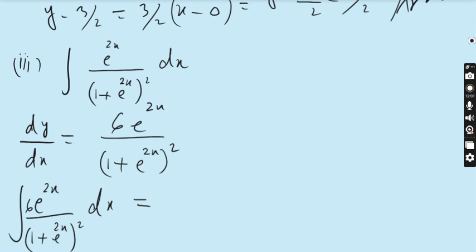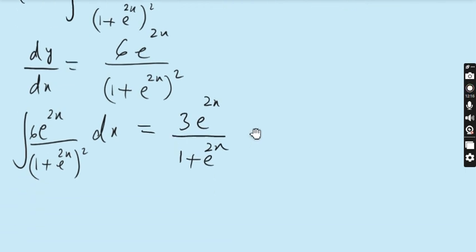Our question was 3e power 2x upon 1 plus e power 2x. So you can see the derivative of the function 3e 2x upon 1 plus e power 2x is 6e 2x upon 1 plus e power 2x whole square. Therefore the integration of 6e 2x upon 1 plus e power 2x whole square is 3e 2x upon 1 plus e 2x. So that is why we call integration is antiderivative.